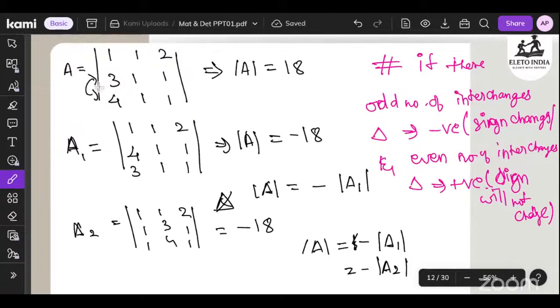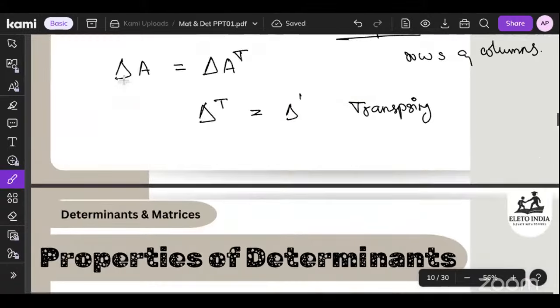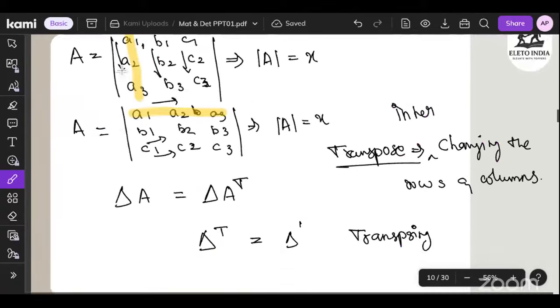Here we are just switching one. Instead of two, three, we are just replacing two with three. Just one interchange happened here. If two interchanges happen, it will look like the same matrix as the first we have seen.